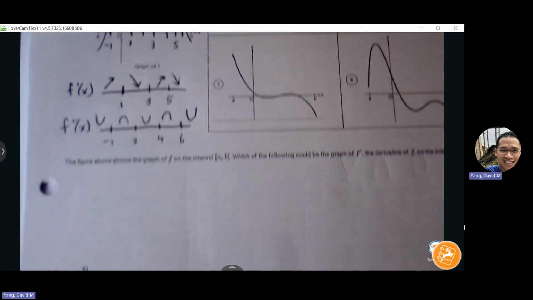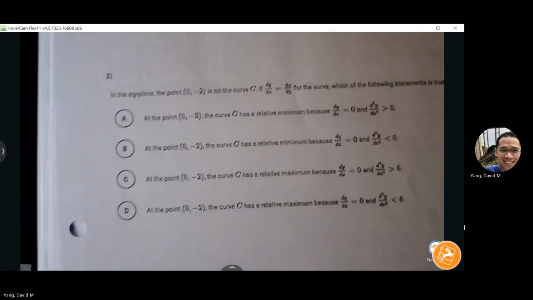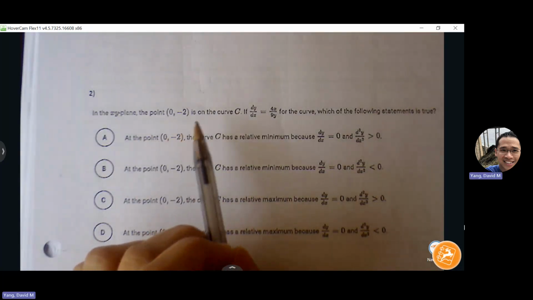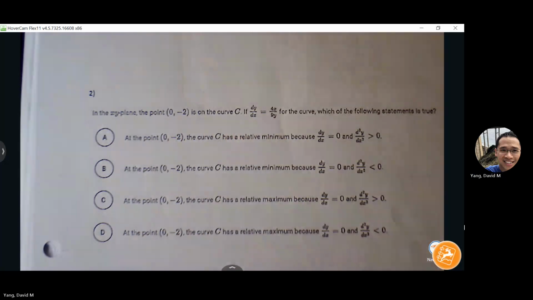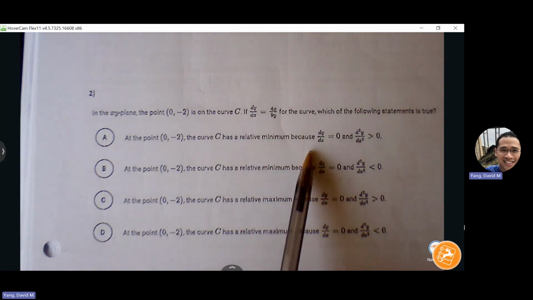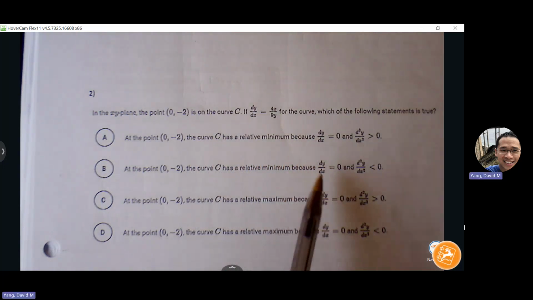Okay, number two. In the xy plane, the point (0, negative 2) is on the curve C. If the derivative dy/dx is 4x over 9y, which of the following statements could be true? At point (0, negative 2), curve C has a relative minimum, or a relative max. So we have different circumstances here.